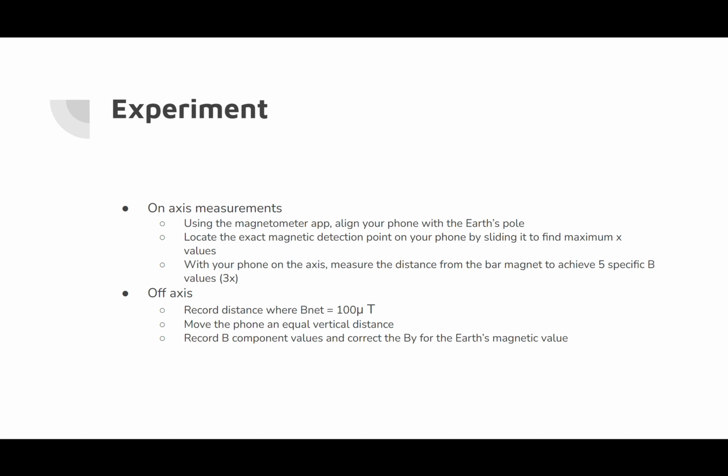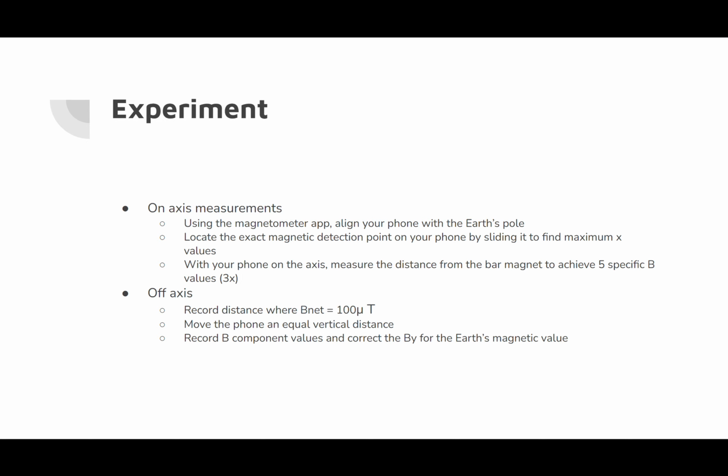For the experiment itself, on our on-axis measurements, using the Magnetometer app, we zeroed the x value, and then we found the maximum x value to locate exactly where it detected magnetic field on our phone. And then we used this to find 5 specific B values and recorded the distance that it took to get these B values, and we did each of these 3 times.